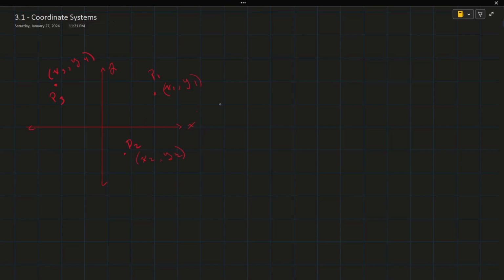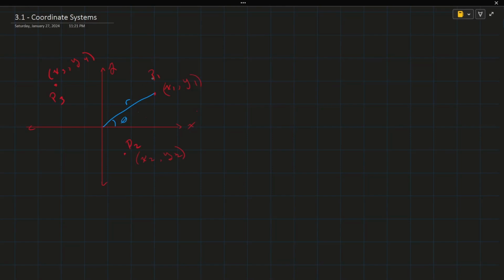Instead of using this xy, we're going to define these points by the distance they are from the origin. That is not a straight line, but hopefully you get the idea. So that's our r, right? Our radius, our radial distance from the origin to the point, and also by an angle, theta.